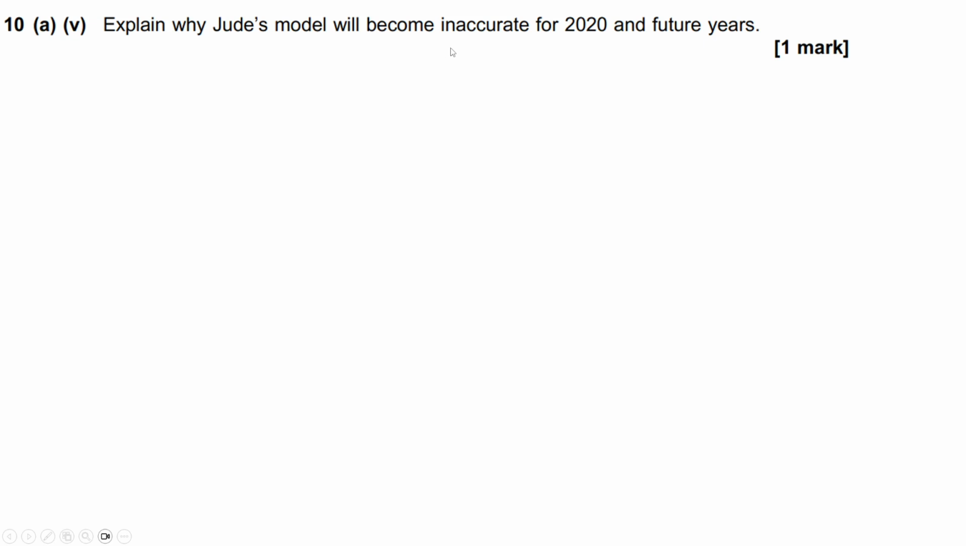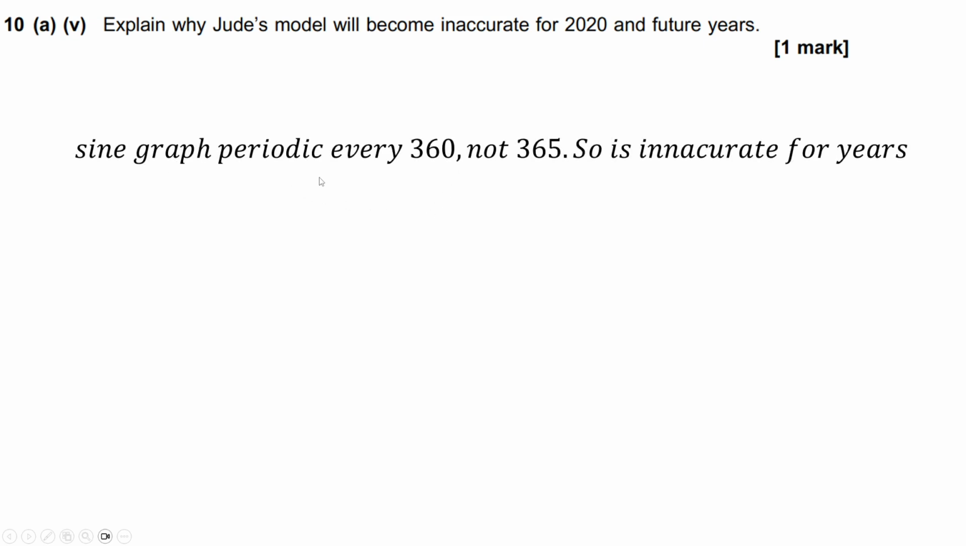Explain why Jude's model will become inaccurate for 2020 and future years. Because she's using sine, but sine repeats every 360, not every 365. And because there's 365 days in a year, it's not going to be very accurate because you'll always be slightly inaccurate every year.